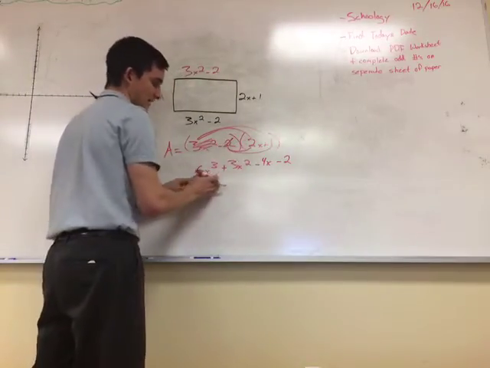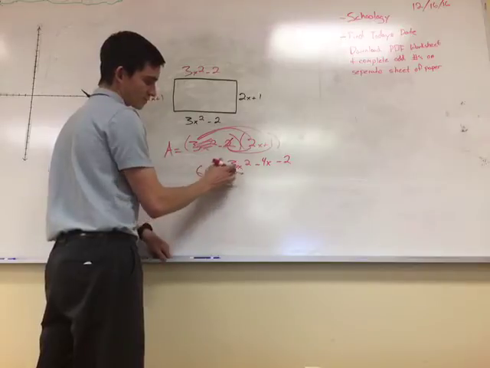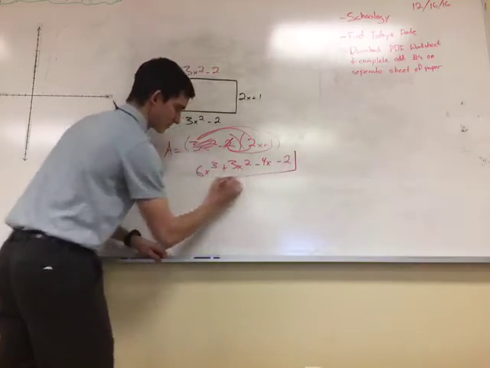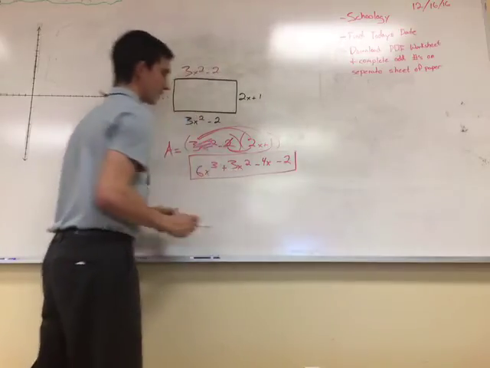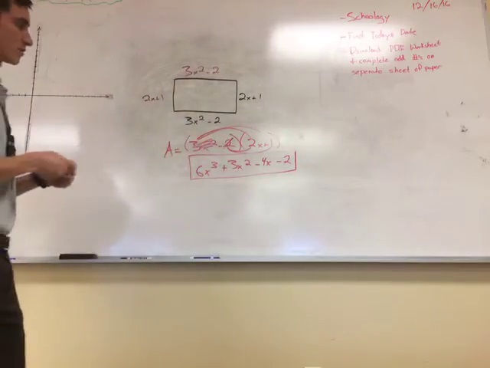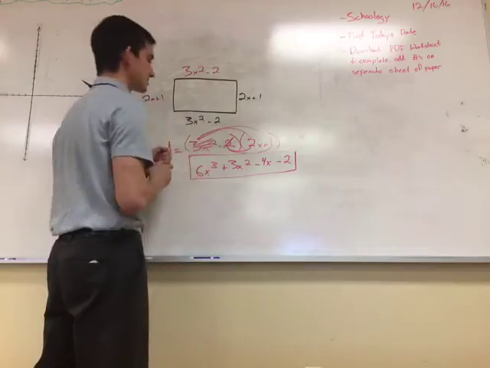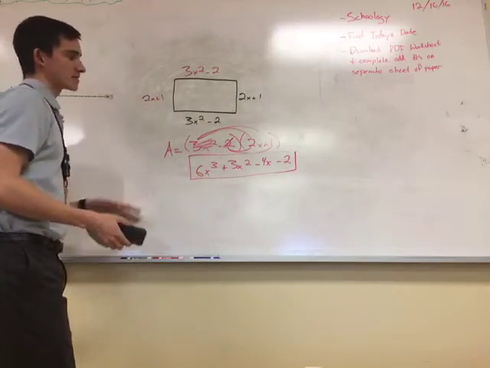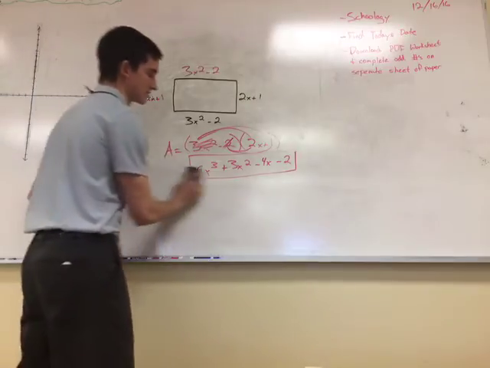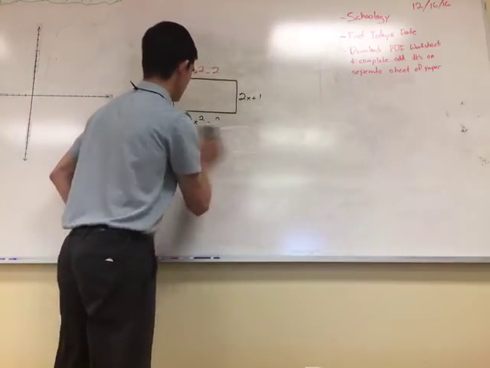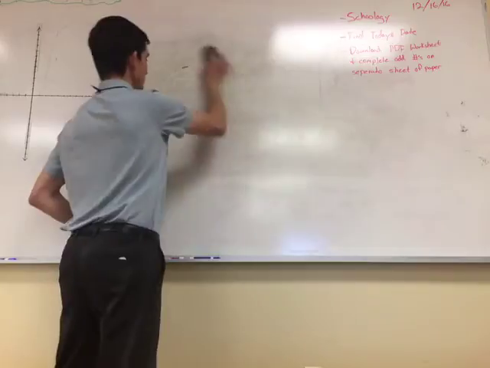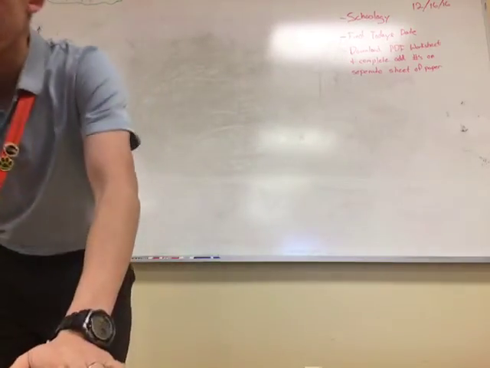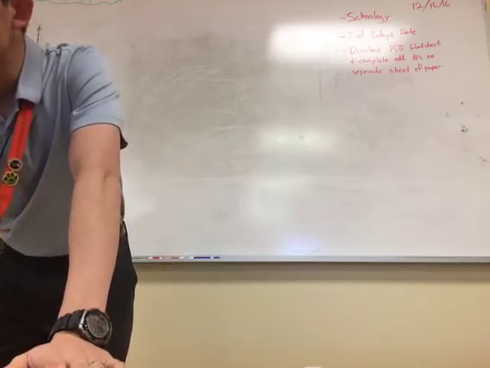So combine like terms. 6x cubed plus 3x squared minus 4x minus 2. There are no like terms, so that is my area. All right, so I'm just multiplying base times height. There are other applications to this, but for now, I think these are all the applications that you'll need to be familiar with. I'm just worried that I could be missing one.